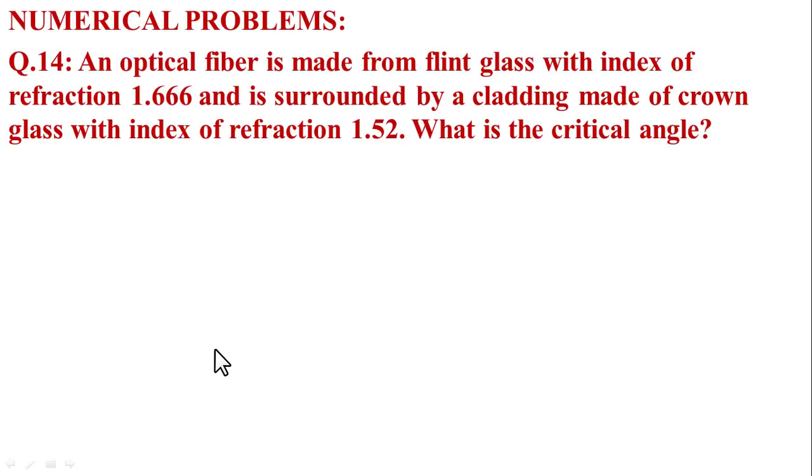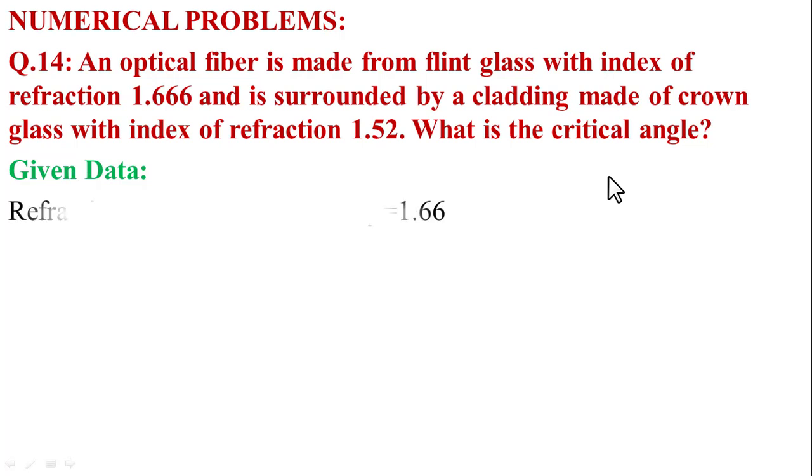In question number 14, the given statement is: an optical fiber is made from flint glass with the index of refraction 1.666 and is surrounded by cladding made of crown glass with the index of refraction 1.52. What is the critical angle? First of all, write the given data.